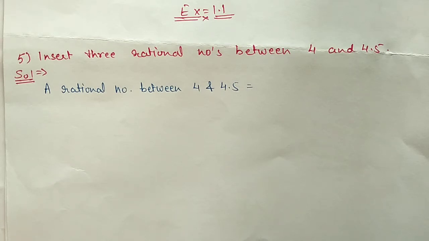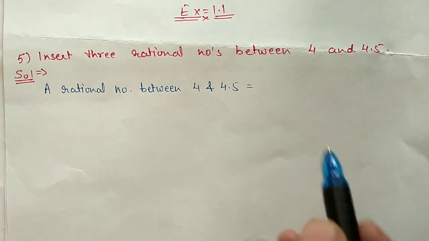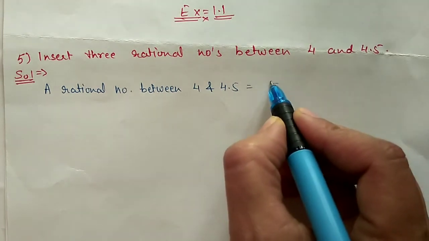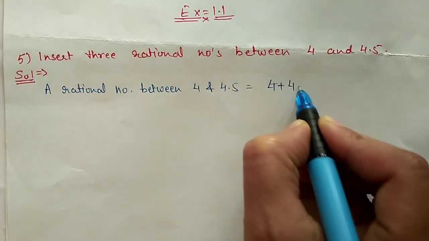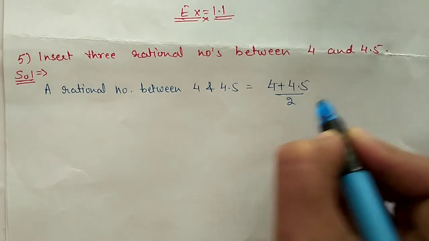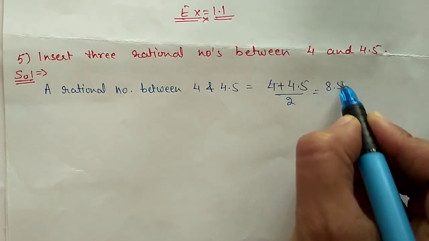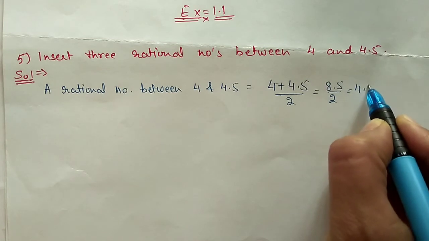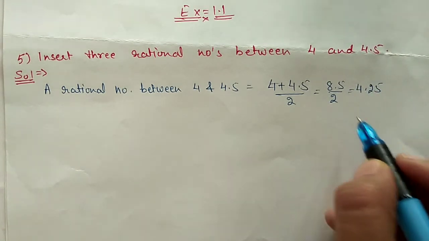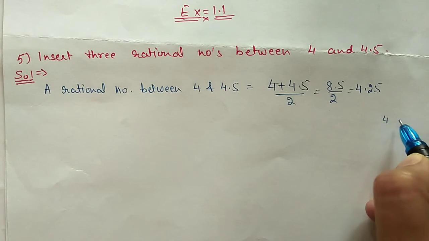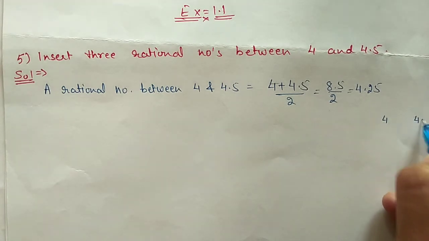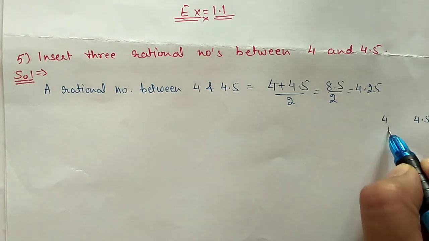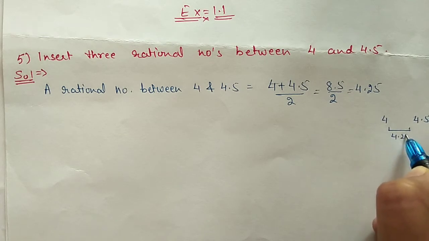Insert 3 rational numbers between 4 and 4.5. So first we will take one number between 4 and 4.5. To find that number we will add these two numbers and divide by 2. So we will get 8.5 by 2, and after division we will get 4.25. So this 4.25 is in between 4 and 4.5.